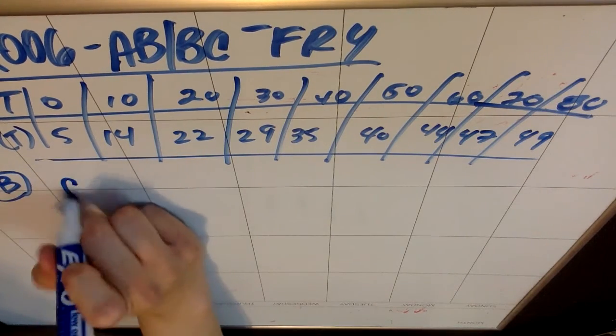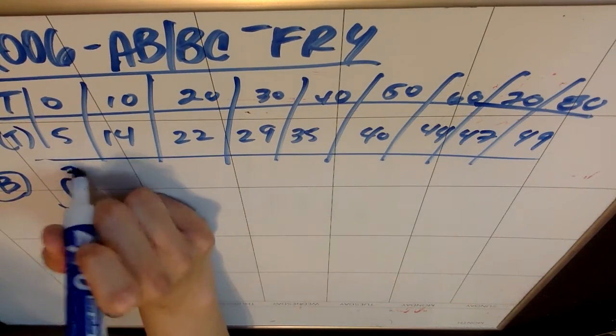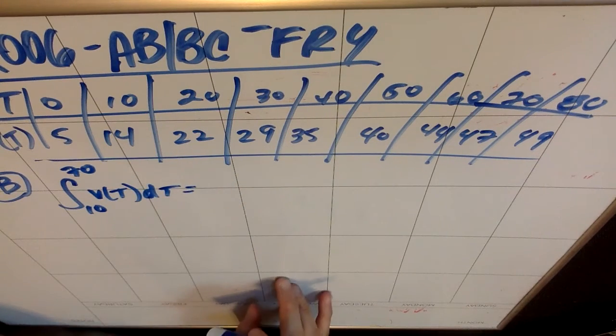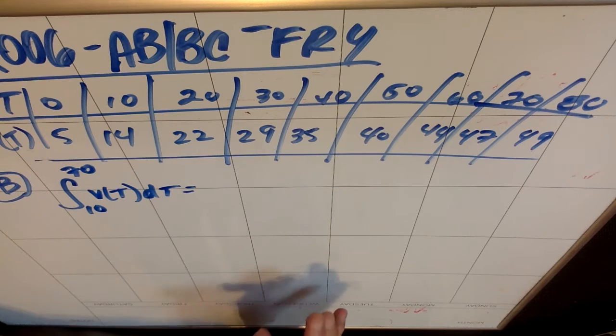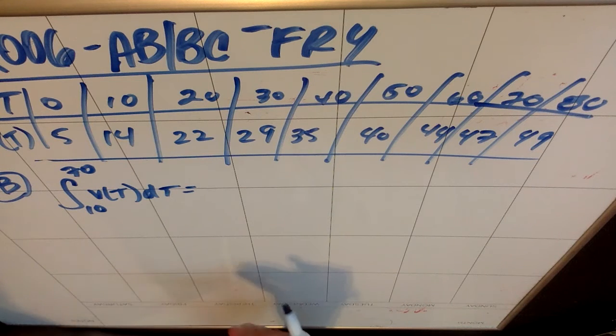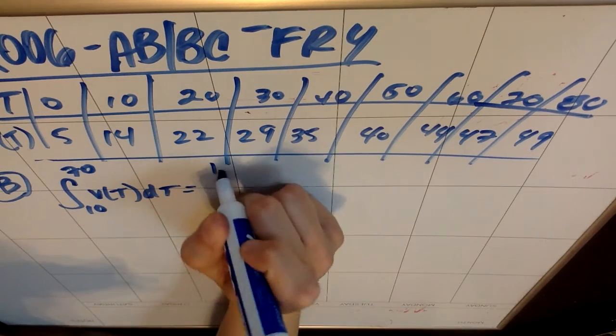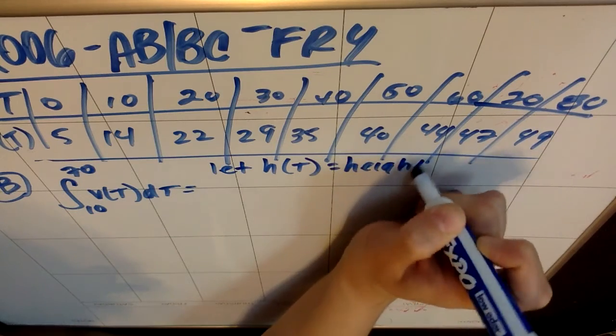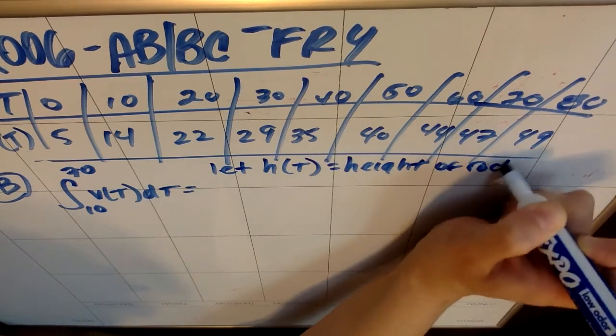So first we're asked to interpret the meaning of the integral from 10 to 70 of v of t dt. We don't have a variable for the position, they didn't give us one. But because this is a rocket moving up and down, I'm going to use y for position or h for height. It doesn't matter which one. So let's call h of t the height of the rocket, just for my own benefit.